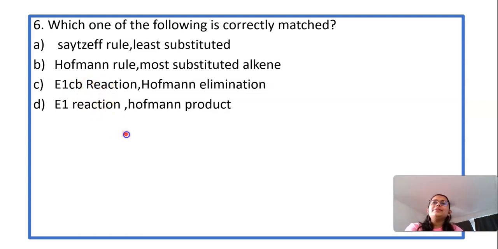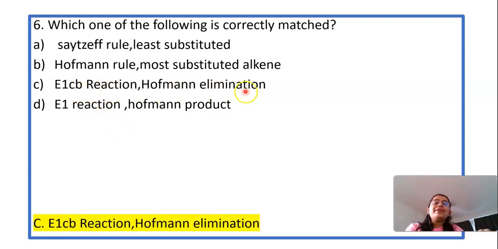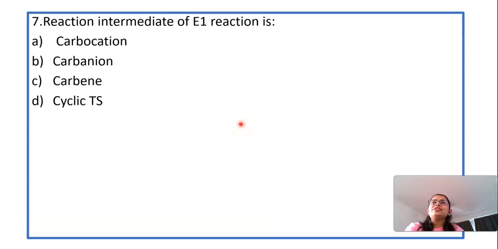So the correct answer is exactly E1cB reaction, that is Hofmann elimination, in which the elimination reaction takes place. So that's why the E1cB reaction.